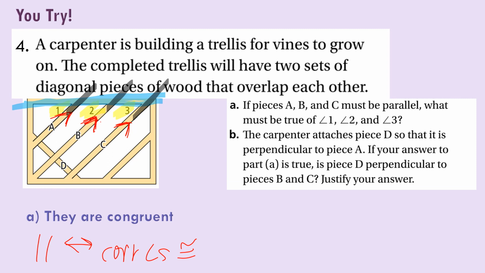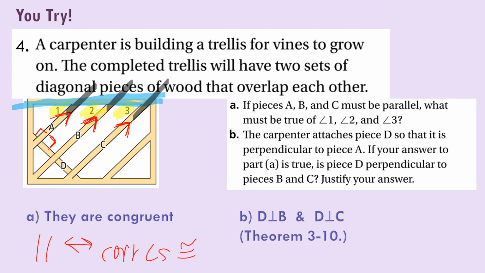Now for part B, the carpenter attaches piece D so that it is perpendicular to piece A. So I went ahead and drew a 90-degree angle here. It can be there or it can be here. It doesn't matter. Either way, it's perpendicular. So what would be true of pieces B and C? Is piece D actually perpendicular to those pieces as well?